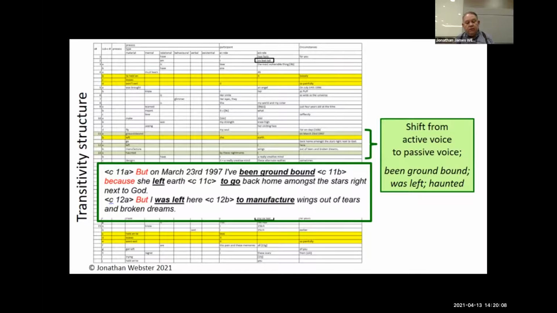I was left. I was haunted. What is that saying? He is no longer the one in control. He's no longer initiating. He is the one now affected. The change was not just that, but thereafter there is a change in terms of what happened to him. She left and he was left. The change from active to passive.